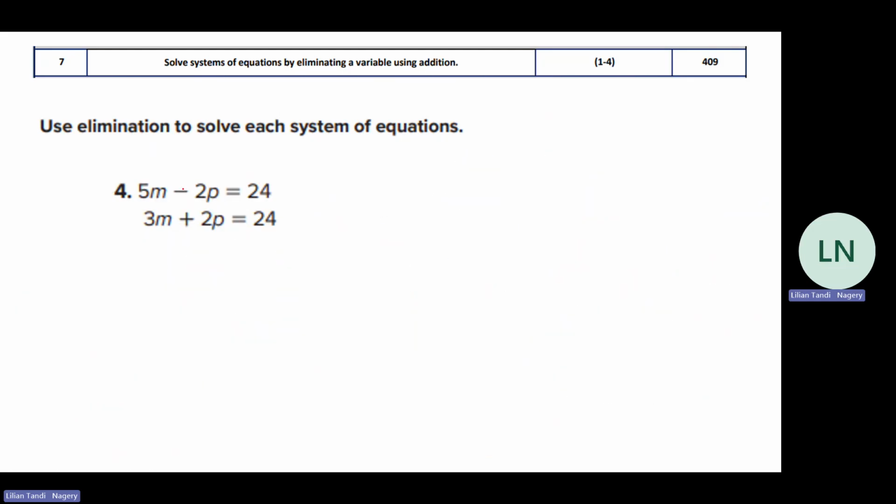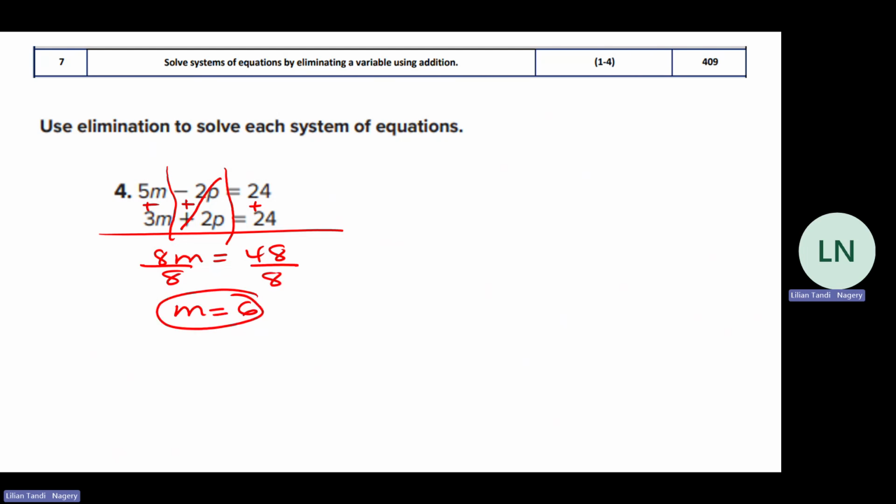Okay. Do I have same letter, same number? Yes, over here. So I make my 3 houses. What will I do? They are opposite, so I will add. And this goes away. And this gives me 8m equals 48. I will divide by 8 on both sides. M must be 6. Okay, because 6 times 8 is 48.